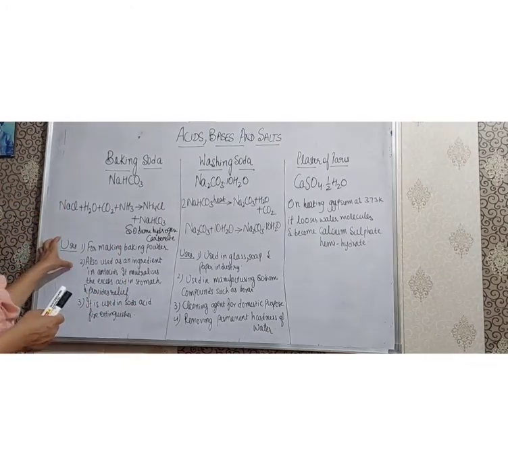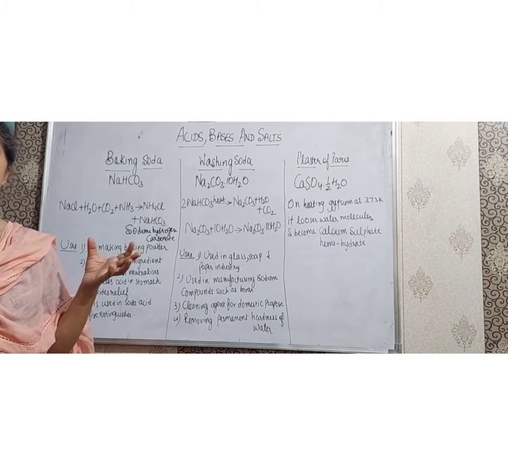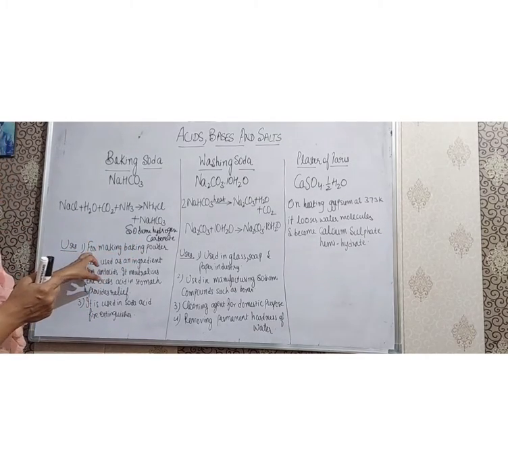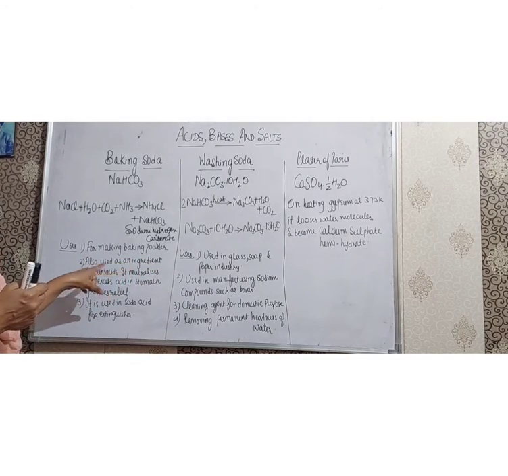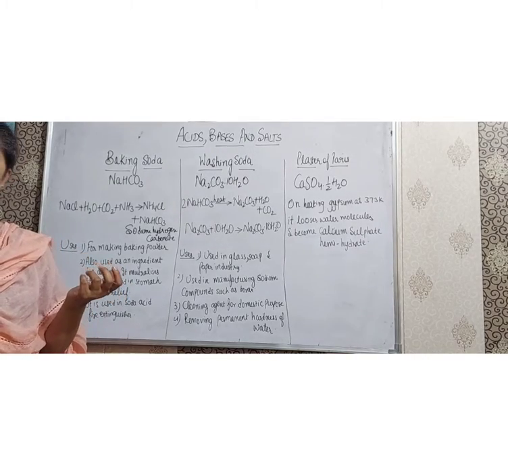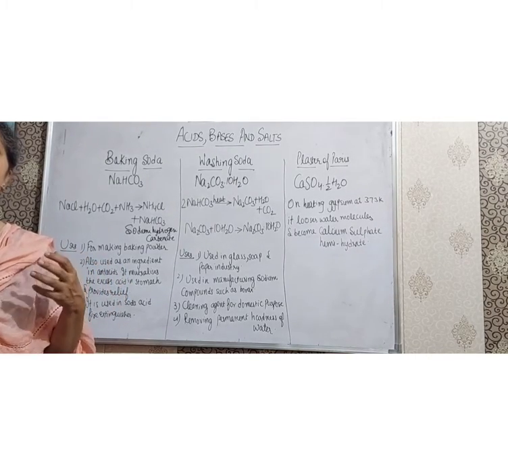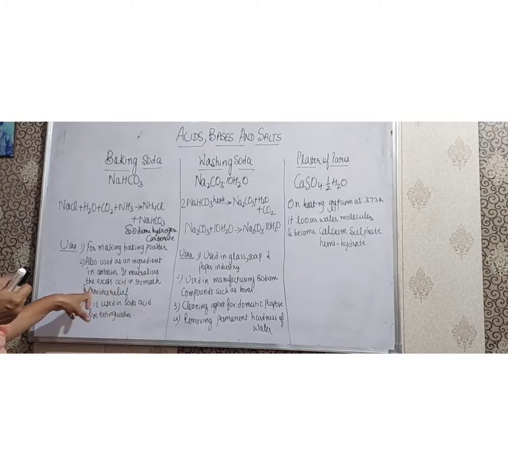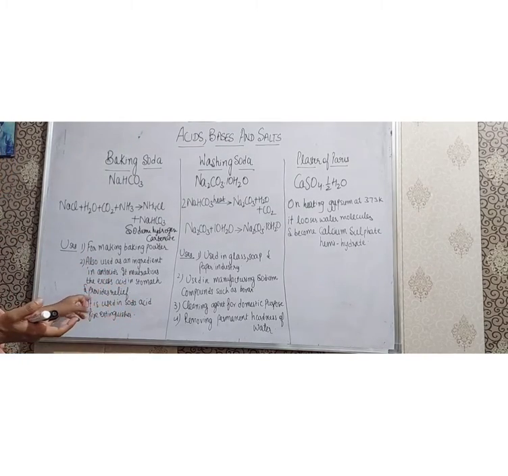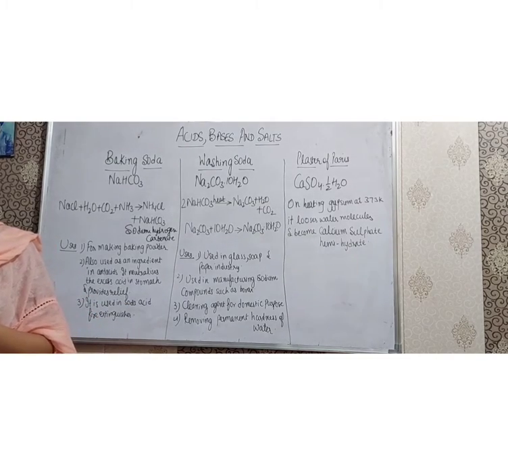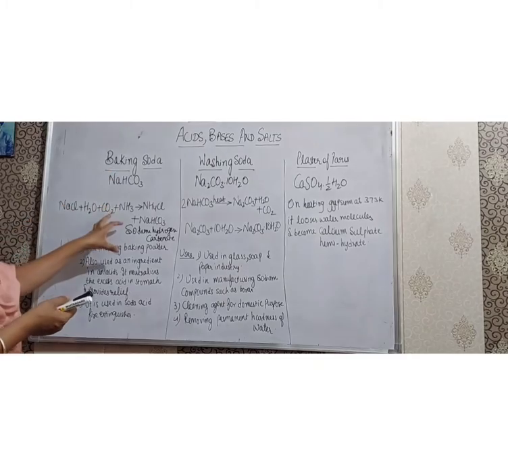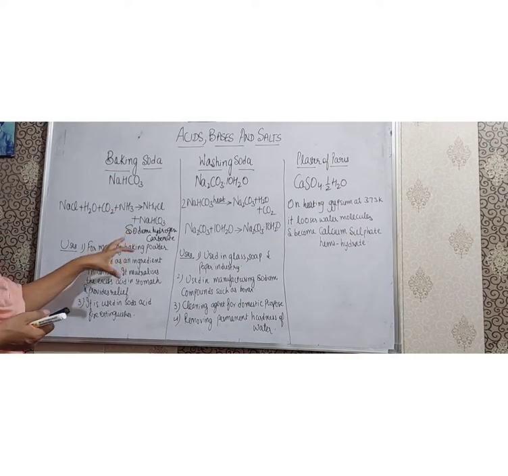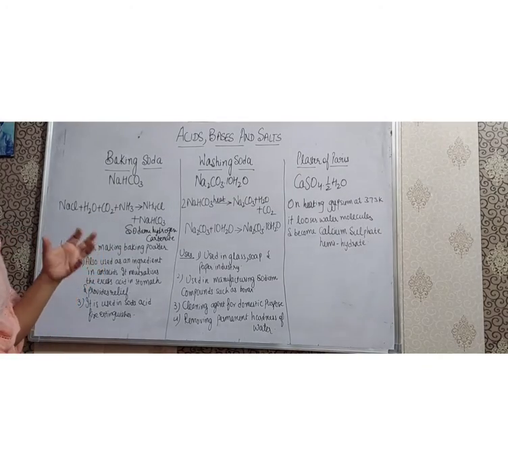Now what are the uses of baking soda? It is commonly used in household activities, like making baking powder. It is also used as an ingredient in antacids. Why is it used in antacids? As I have told you earlier, it has an alkaline nature, so it neutralizes the excess acid in the stomach and provides great relief. It is also used in soda acid fire extinguishers. Right students? So this was all about baking soda, sodium hydrogen carbonate, which is produced from the common salt.